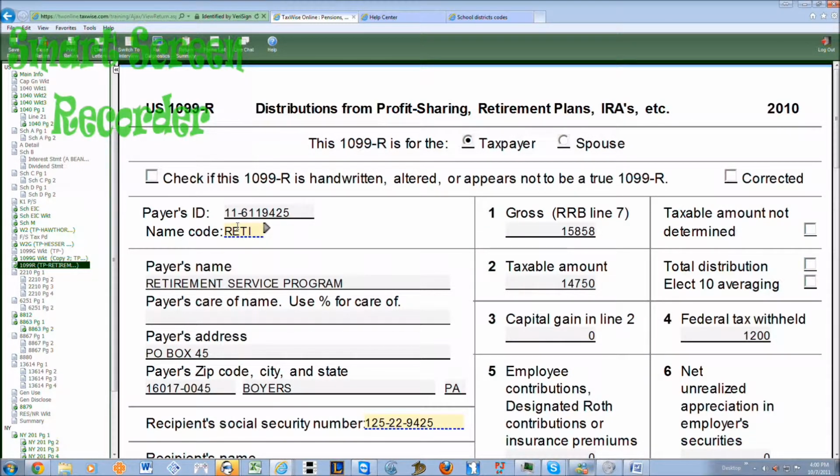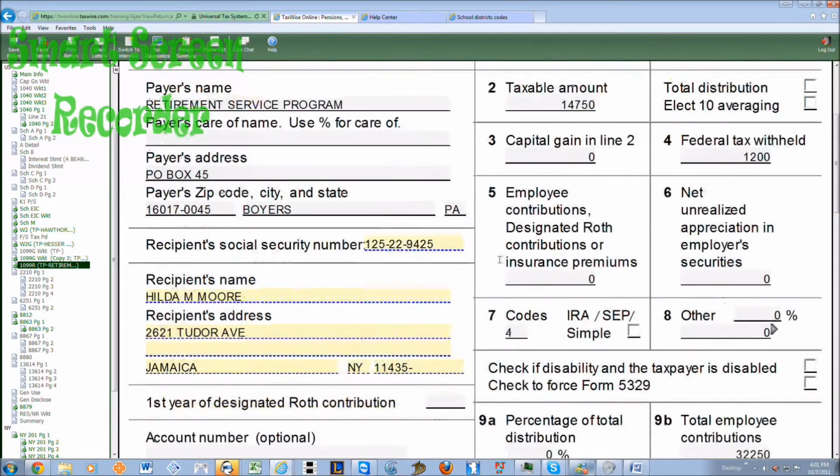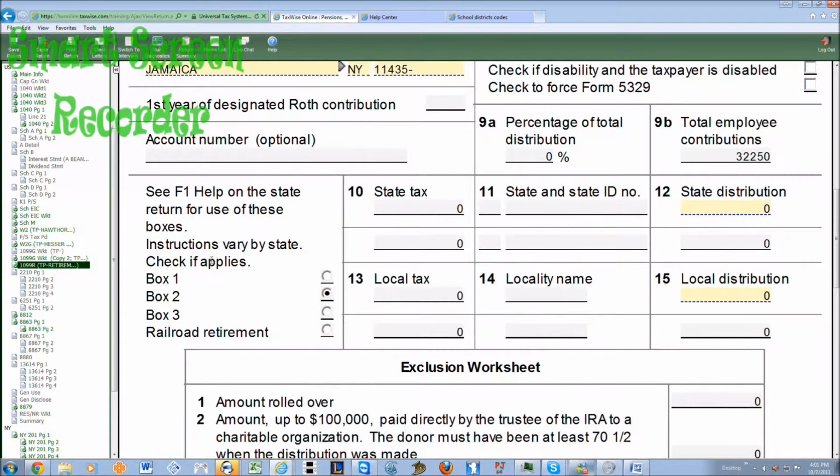Now for the payer ID, you want to make it match exactly what's in the book. Again, this is given to you page 56, publication 4491W. The client is Hilda Moore. Alright, so you guys should have all of this already in front of you. Now what I want you guys to pay close attention to, however, is this section right here where it says instructions vary by state, check if applies, box 1, box 2, box 3, railroad retirement.